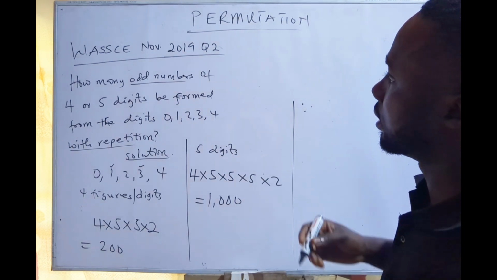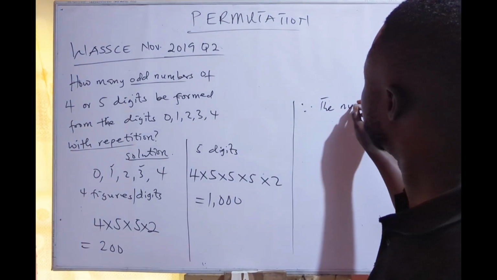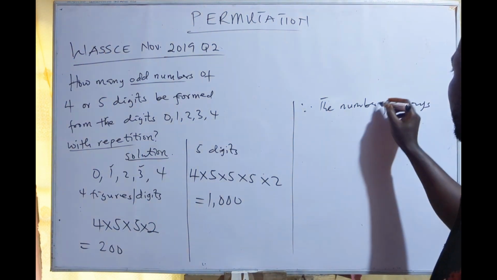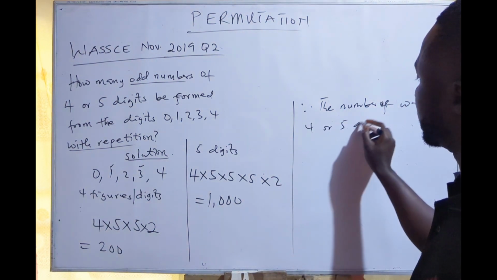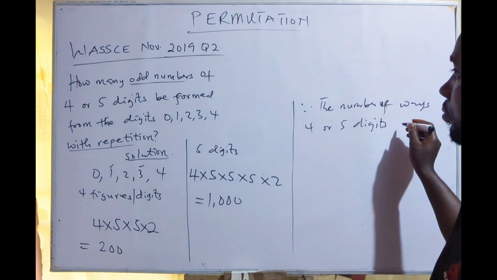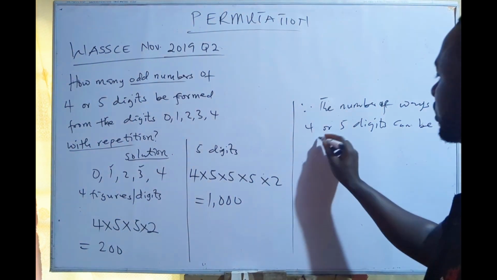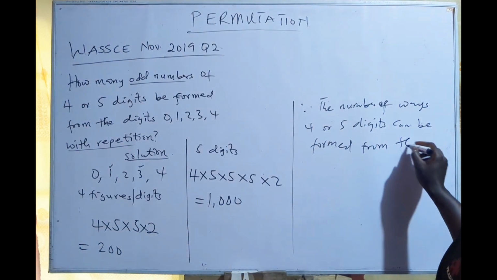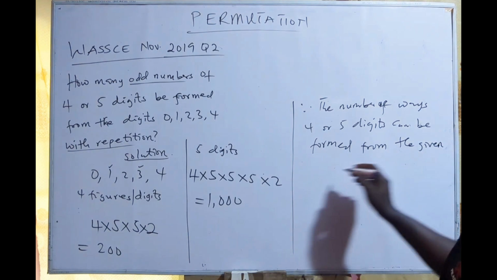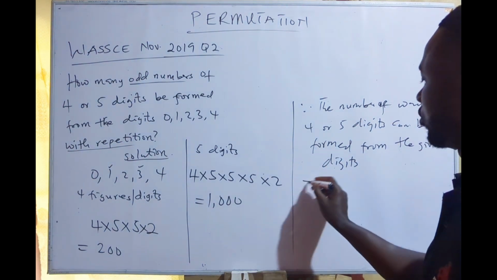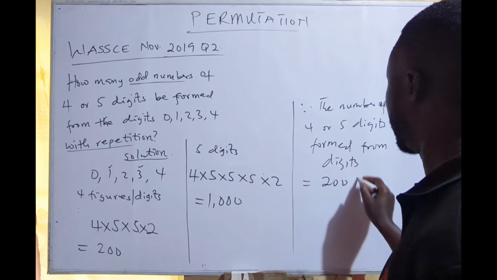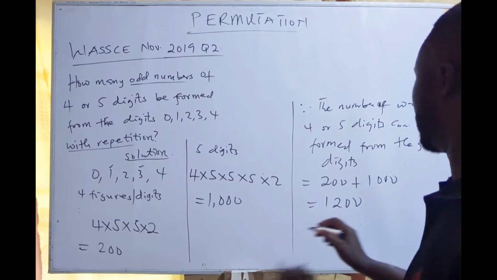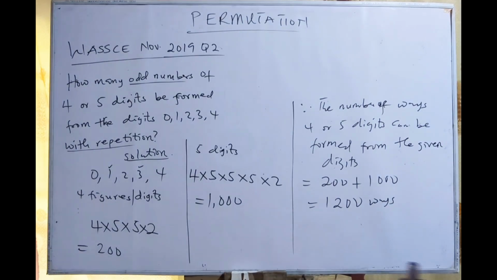Therefore, the number of ways four or 5 digits can be formed from the given digits will be equal to 200 plus 1,000, so that would be 1,200 ways. All right, so 1,200 ways.